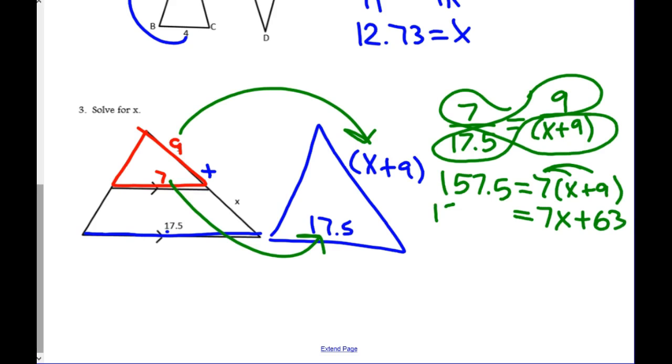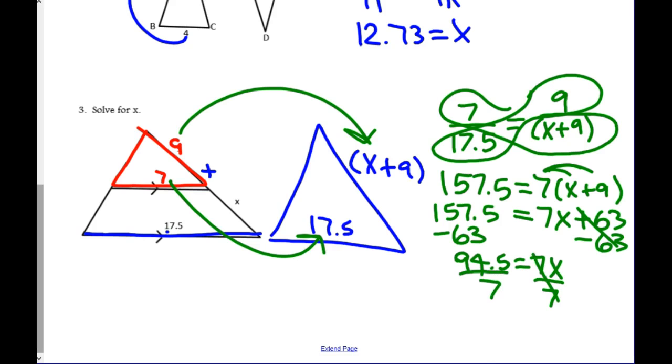Okay, we're going to the bell here, so stick with me. We get rid of that 63 by subtraction. Okay. Then we get 90 something. What do we get here? 94.5 equals 7x, and then divide by 7. What do we get? I think it's 13.5.